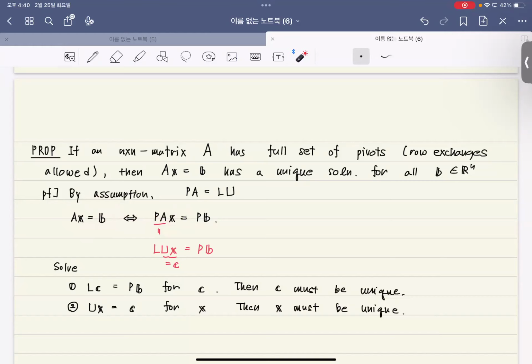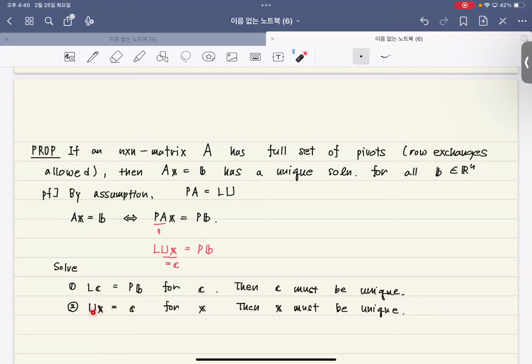Now, because of this assumption, I am safe to replace PA by LU. And we also declare U times x equals c. Then first we solve Lc = Pb for the column vector c. This is always possible because you need to remember that L is a lower triangular matrix whose diagonals are all ones. Therefore, by substitution, you can always solve this for c.